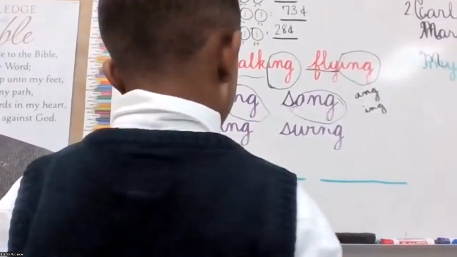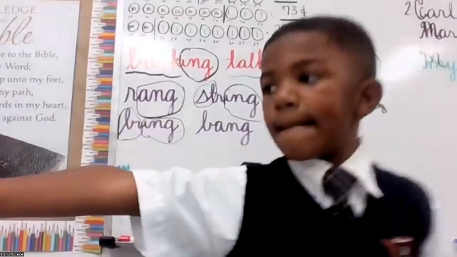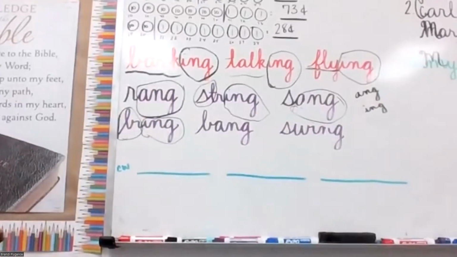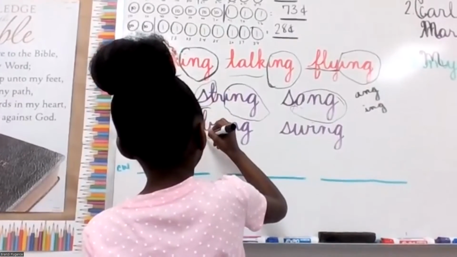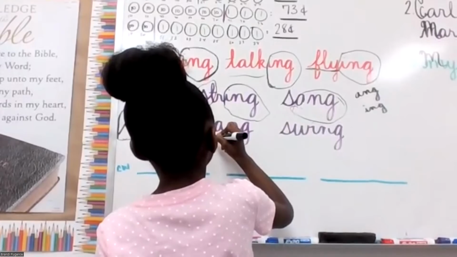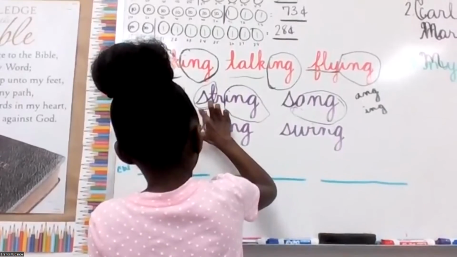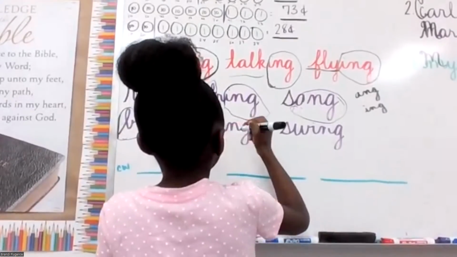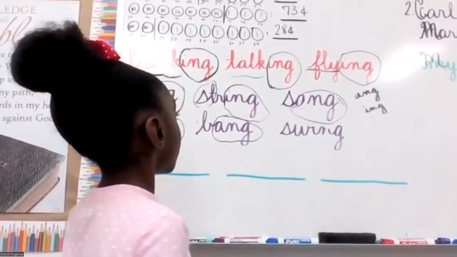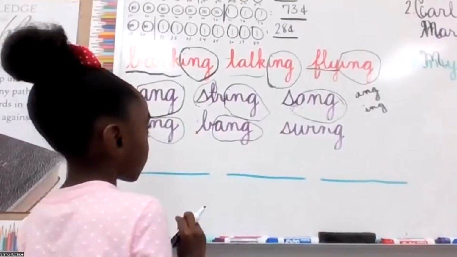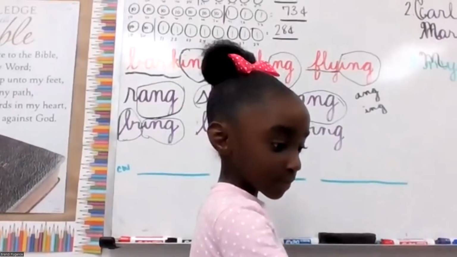Okay, what's the word? Bring. Ring. Next one. Bubble in the first one. Okay. Put the bubble in the first one. What's the word? Bang. Bang. Okay. Right. And our last one.